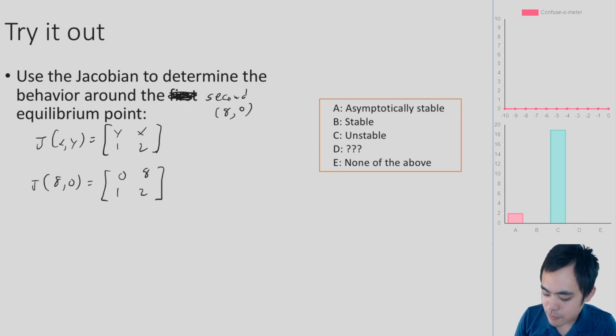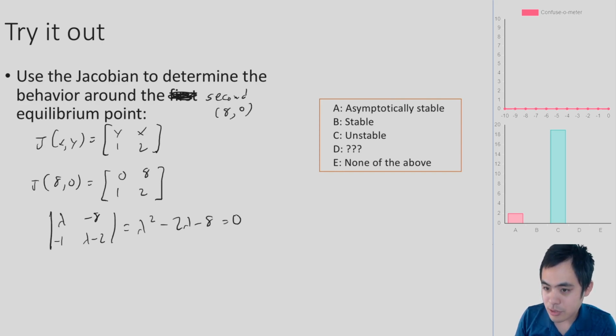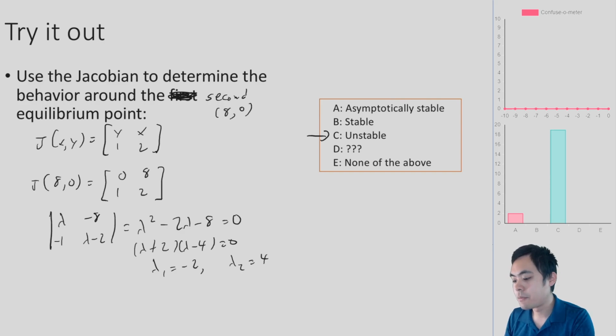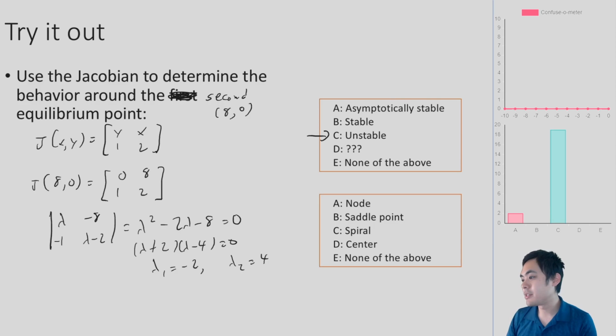Well, let's take a look at what happens. If you compute the eigenvalues, you get (lambda)(lambda minus 2) minus 8, which is equal to lambda squared minus 2 lambda minus 8, which is equal to 0. You get (lambda plus 2)(lambda minus 4) is equal to 0, lambda 1 is equal to minus 2, lambda 2 is equal to 4. And this is indeed unstable, because you have a positive eigenvalue here. The next question is, of course, well, what kind of behavior is it?